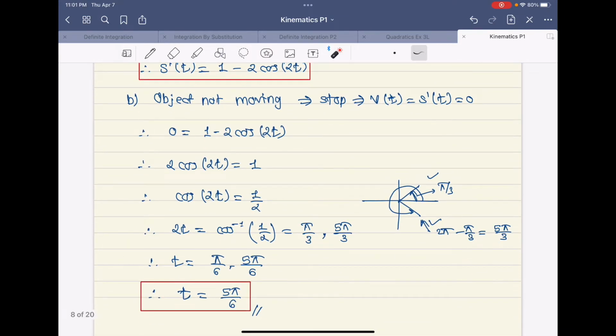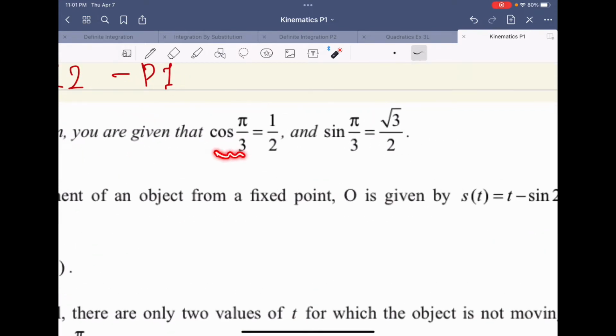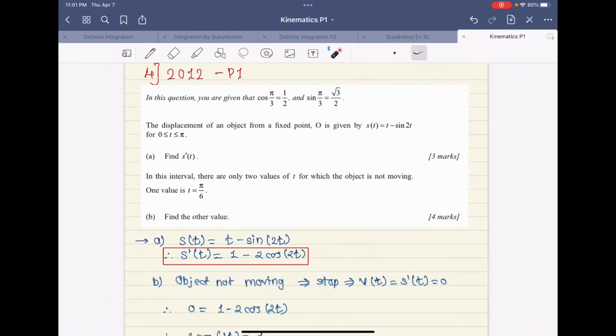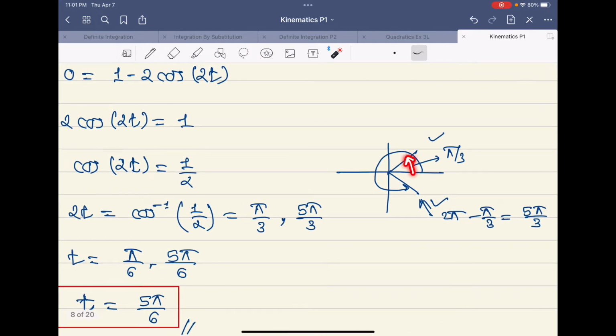Now, paper 1, calculator is not allowed, so you have to use the unit circle method. Cos is positive in first and fourth quadrant. If you remember the table, or in the question itself they have given cos pi by 3 is 1 by 2. So cos inverse of 1 by 2 is basically pi by 3. So one angle we already got, which is pi by 3. The other angle has to be in the fourth quadrant, because cos is positive in first and fourth quadrant.